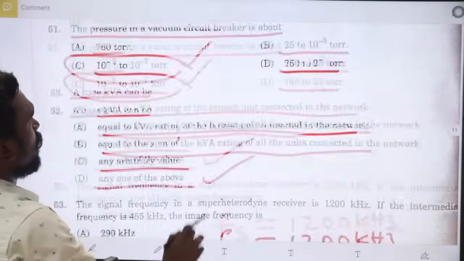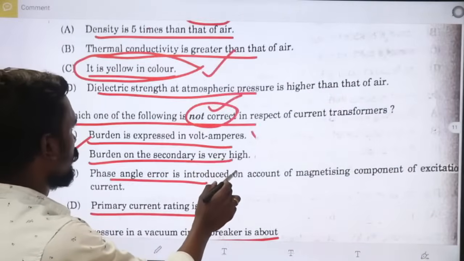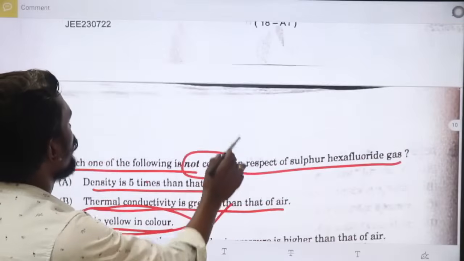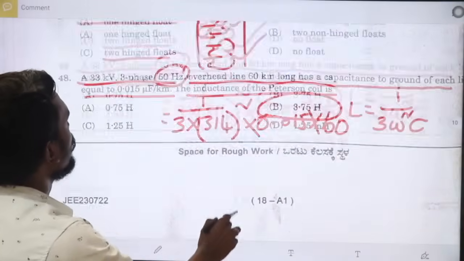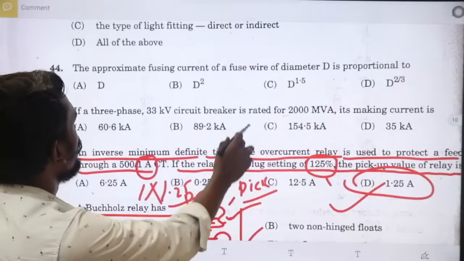Next, let's go for our questions. Sir already explained all these questions.